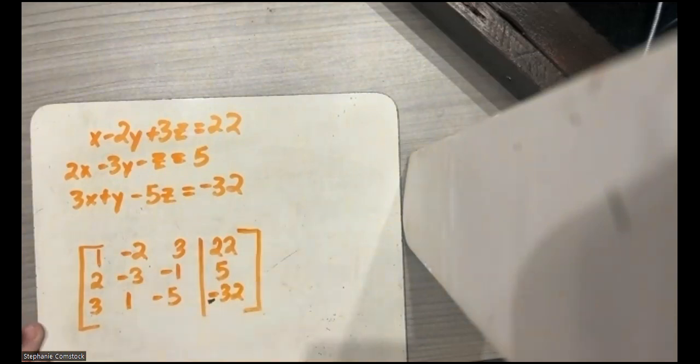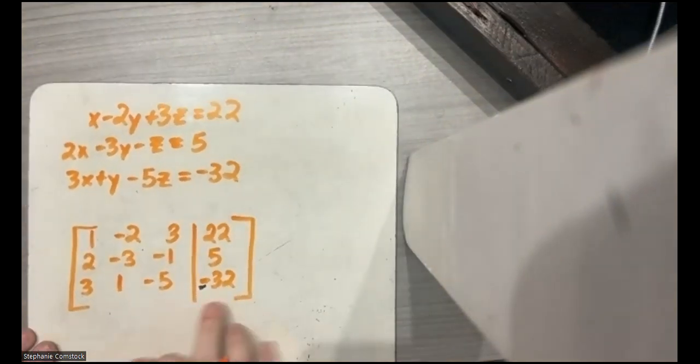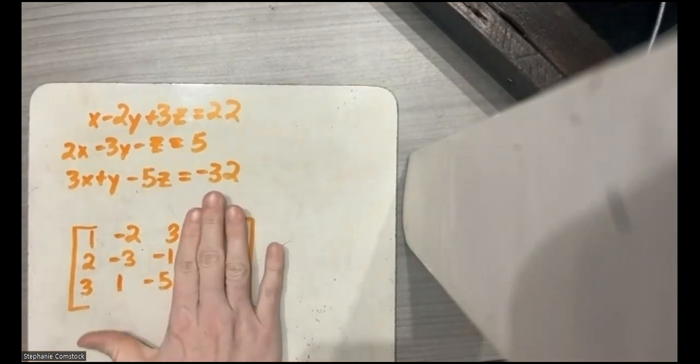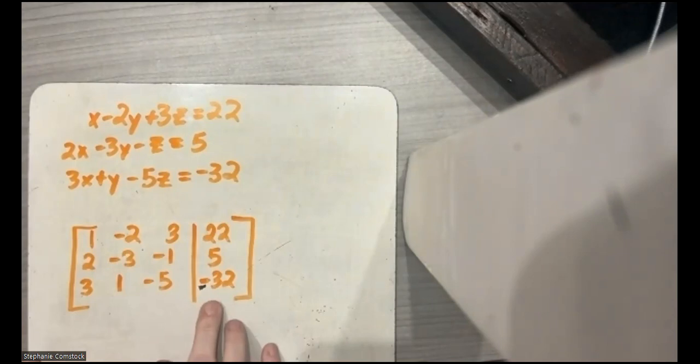The reason it's called an augmented matrix is because we have this extra column out here. Normally, we consider matrices that are square, so they have the same number of rows and columns. This would be a 3x3. An augmented matrix has this extra column that has our solution in there.